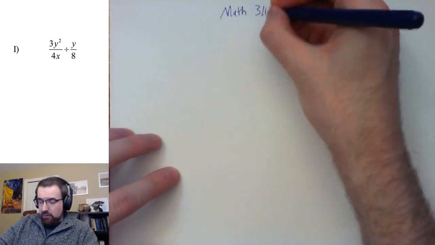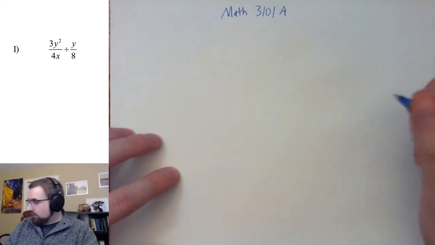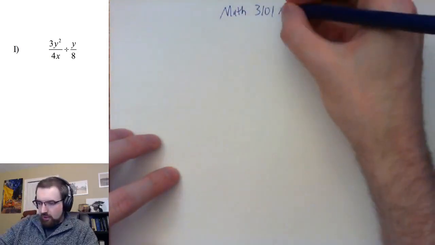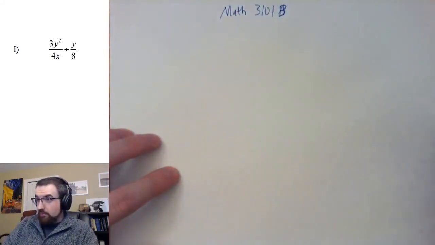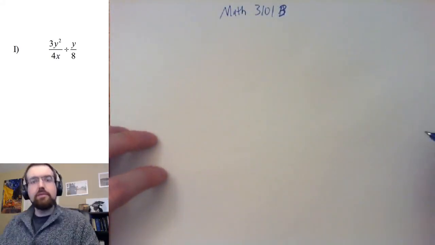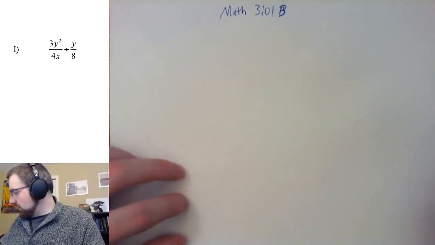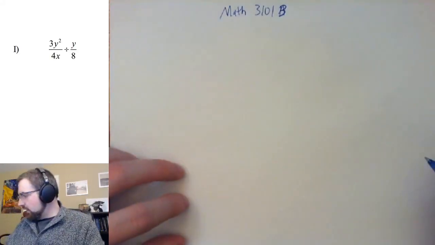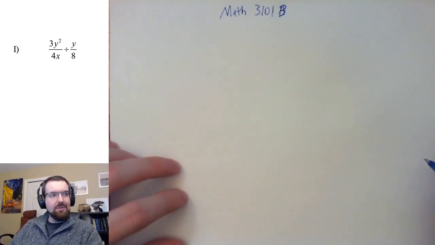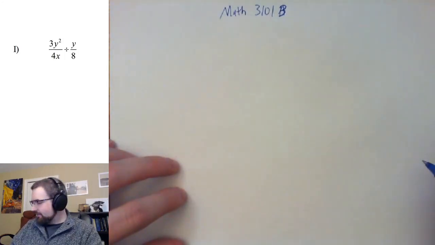So, Math 3101B. Oh, look at that. Drop some more frames right on cue. Right on cue. Thanks, Rogers.